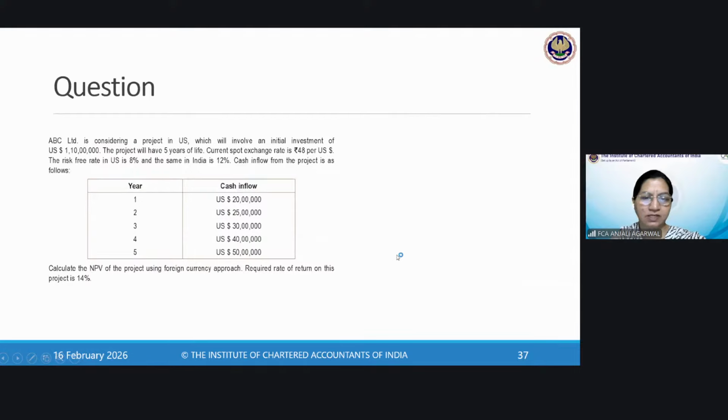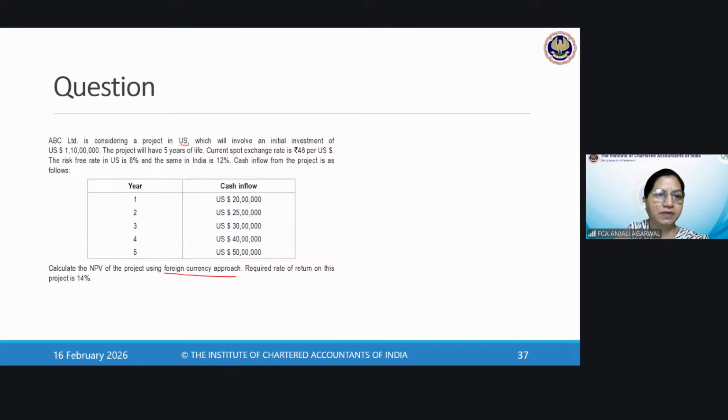Next, there is a concept that is required to be understood here. ABC Limited is considering a project in US. So in international financial management, you have to evaluate the project. There are two approaches in which you can evaluate the project. Either you can evaluate the project in home currency, or you may also evaluate the project in foreign currency. So what are the differences and how do we do it? This is a basic concept on how to find out the risk premium first and then apply it to the rates which are applicable in the foreign currency, if we are going to evaluate using the foreign currency approach.